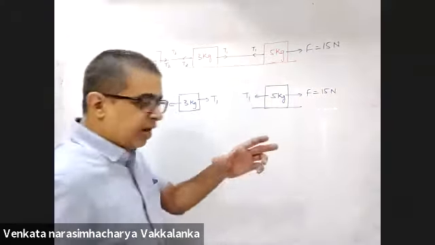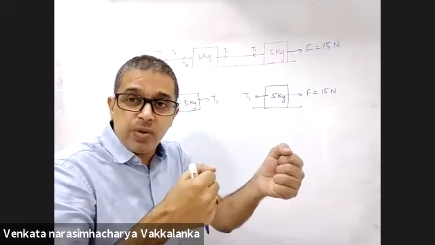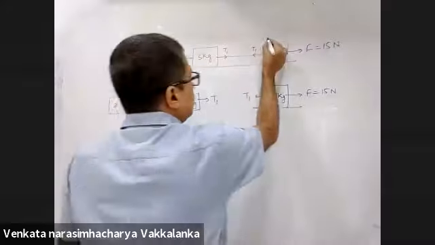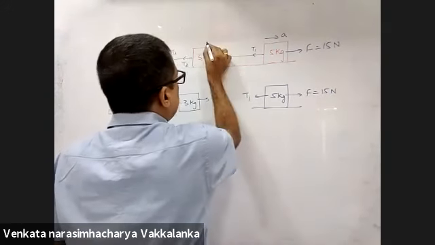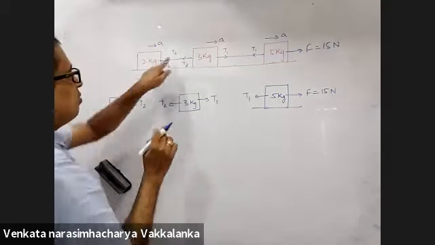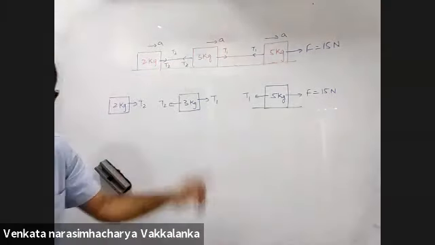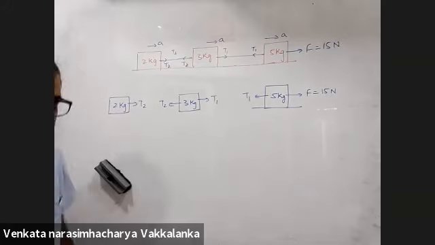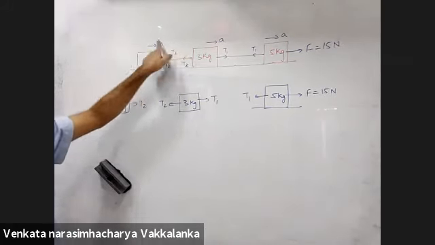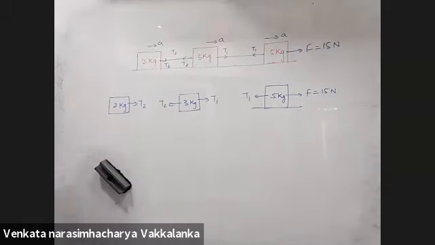These two are two ends of the same string, which will not stretch. Length of the string should remain constant. So this and this will have the same acceleration. Because the length of the string remains the same, both will have the same acceleration.